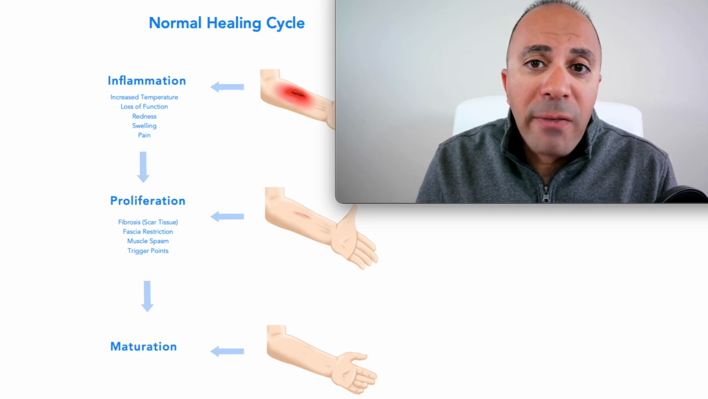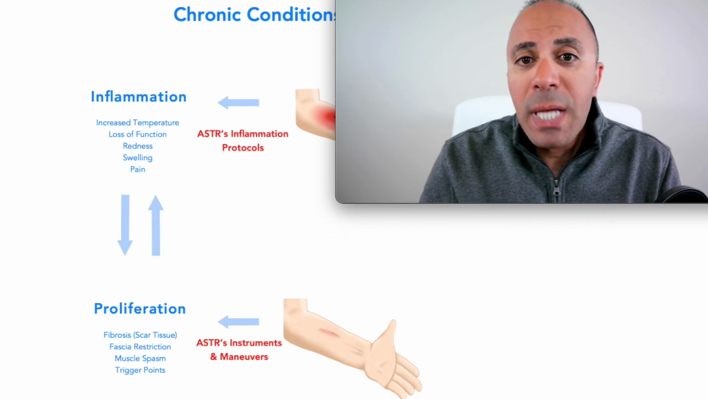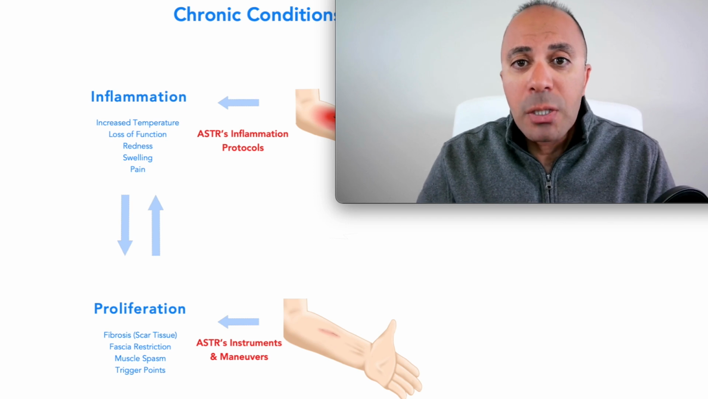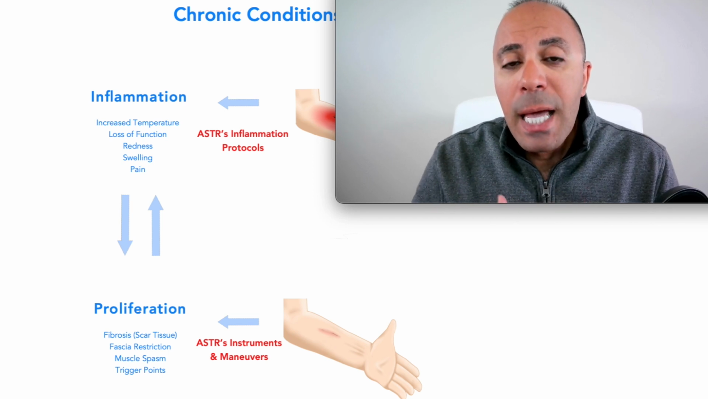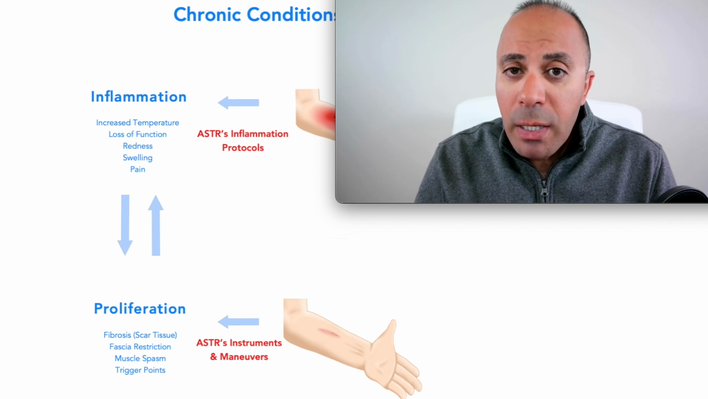The other thing we have to work on simultaneously, because that's part of the problem with Osgood Schlatter, is the proliferation stage, the scarring.